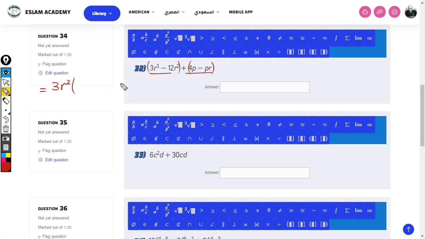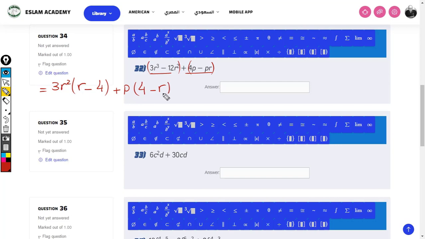Now 3r power 3 divided by 3r power 2 equals r. Minus 12 divided by 3 equals 4. And r power 2 divided by r power 2, cancel them out. The common factor that we have here, which is p. So just write plus p. 4p divided by p equals 4. Negative divided by positive equals negative. pr divided by p equals r.